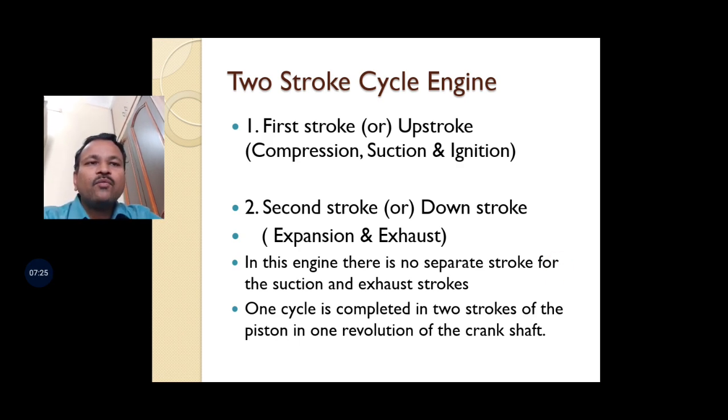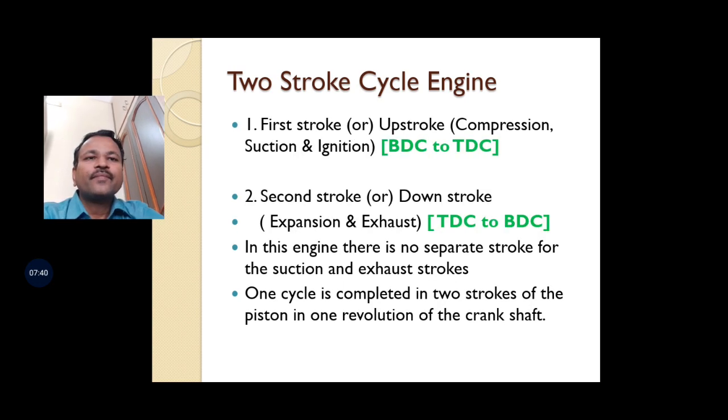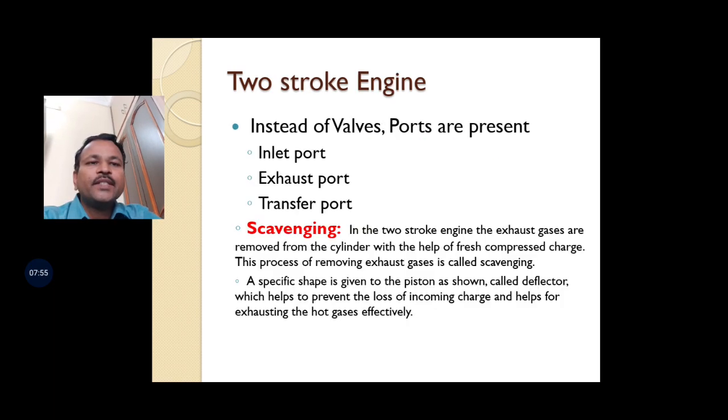Downward means the piston moves from top dead center to bottom dead center. So in this engine there is no separate stroke for suction and exhaust. One cycle is completed in 2 strokes of the piston, in 1 revolution of the crank. So the 2-stroke cycle engine, same thing: the first stroke is the upstroke, compression, suction, ignition, BDC to TDC. The second stroke is the downward stroke, expansion and exhaust. So the movement of the piston is TDC to BDC.